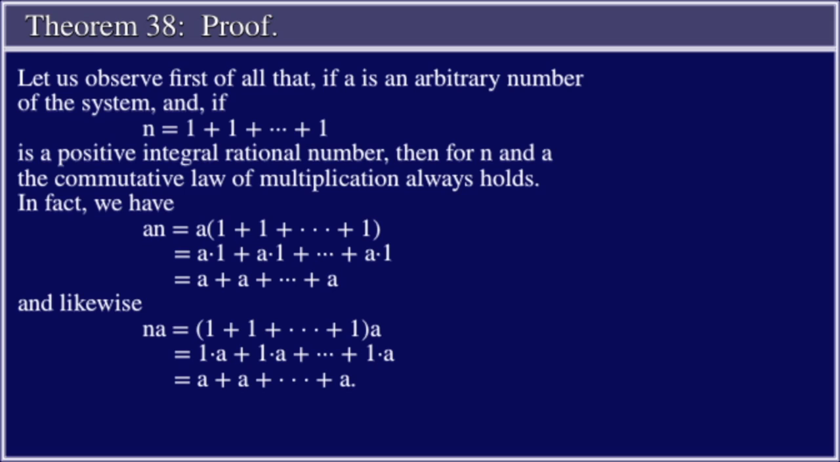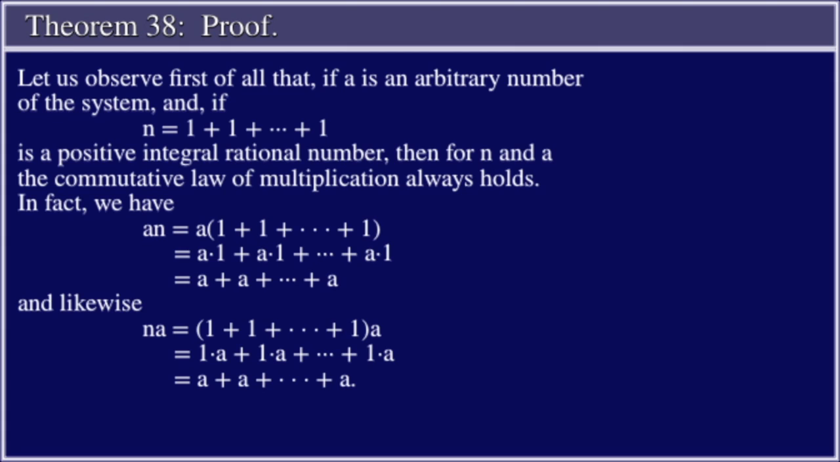In fact, we have a times n is equal to a times the quantity 1 plus 1 plus ... plus 1, equal to a times 1 plus a times 1 plus ... plus a times 1, which is equal to a plus a plus ... plus a. And likewise, n times a is equal to the quantity 1 plus 1 plus ... plus 1 times a, equal to 1 times a plus 1 times a plus ... plus 1 times a, equal to a plus a plus ... plus a.